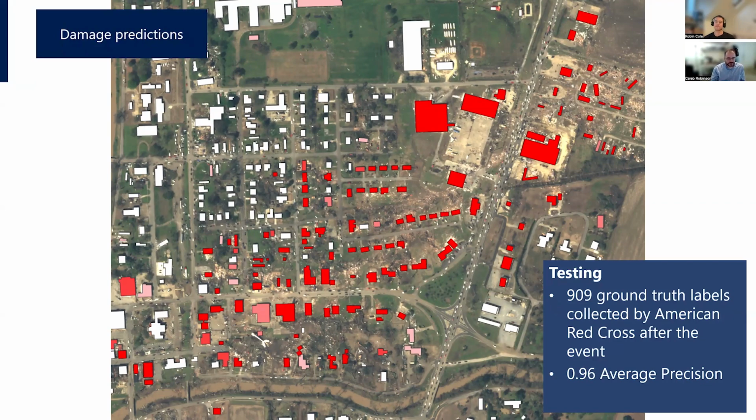So for this disaster specifically, the American Red Cross was on the ground here, and they collected 909 ground truth labels from actually going door to door and inspecting damage. And if you compare our model with that, we see we get 96% average precision here.